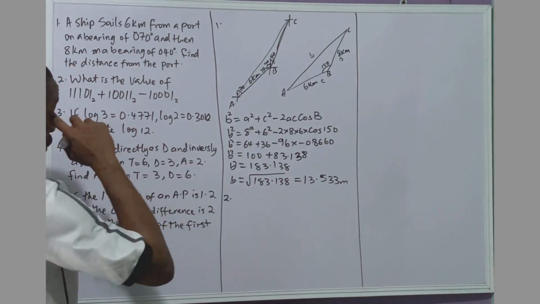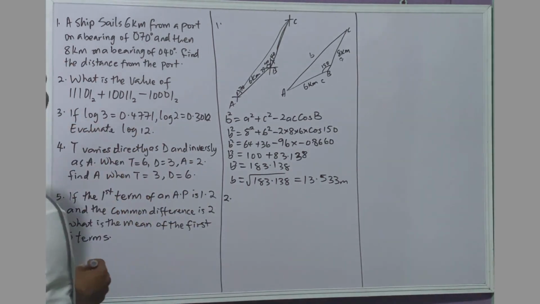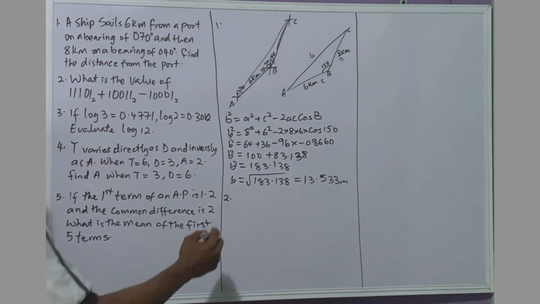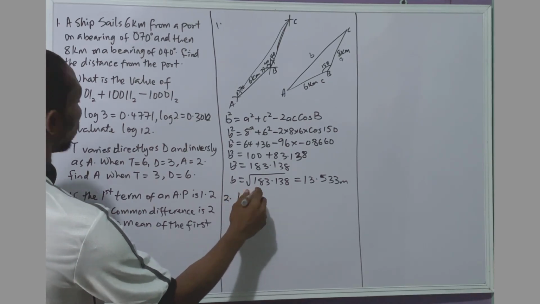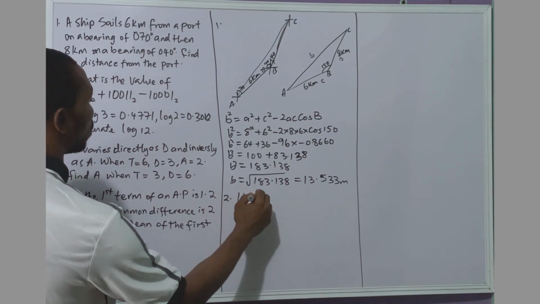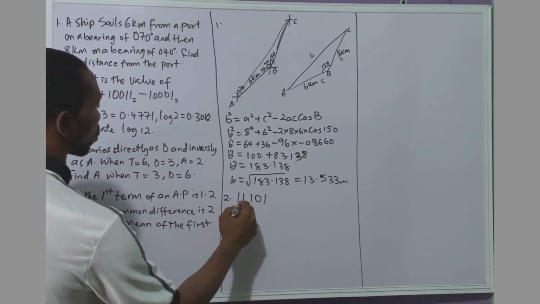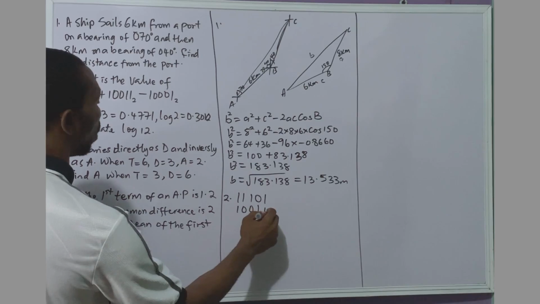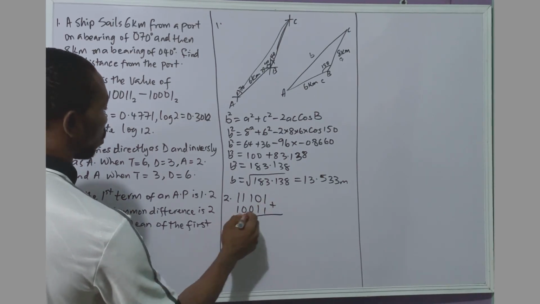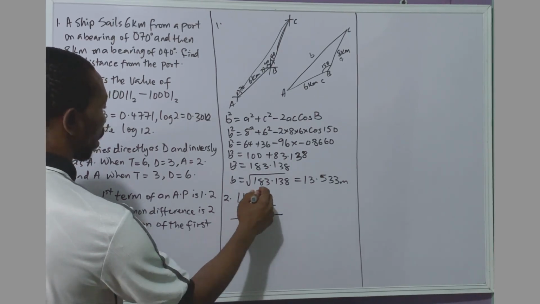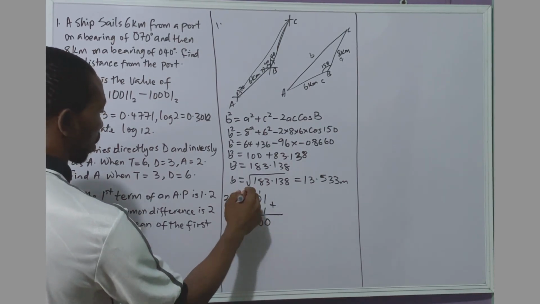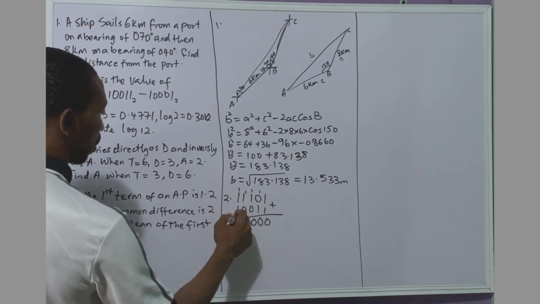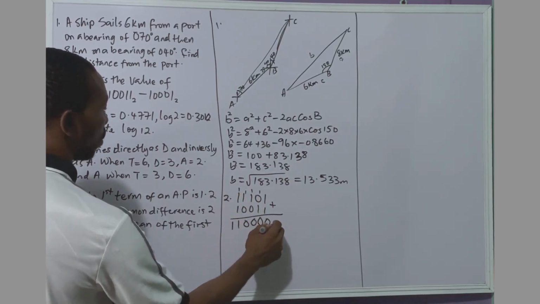Now, to question 2, it says, what is the value of the following? We have all are in base 2. So 1, 1, 1, 0, 1 plus 1, 0, 0, 1, 1. Now this is plus. Let's do that. 0 carry 1, 0 carry 1, 0 carry 1, 0 carry 1, and this gives us 11 base 2.